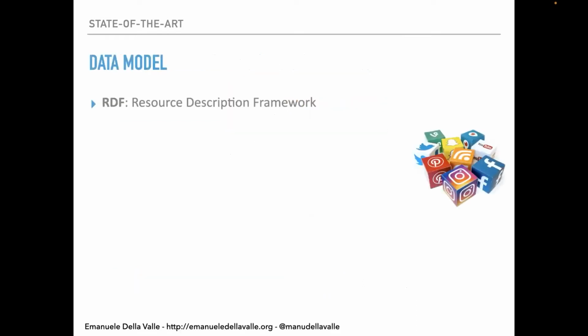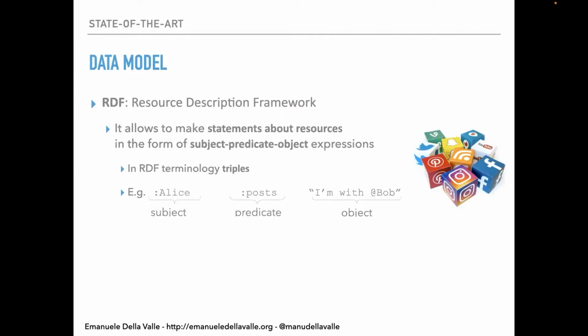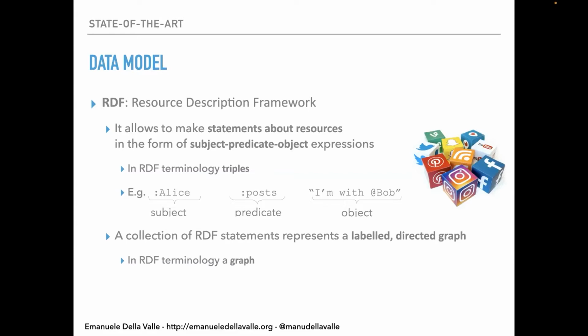To recall this to you, the data model is called RDF, Resource Description Framework, and somehow comes in the form of triples where you have a subject, a predicate, and an object. So a very basic social media post will be the author of a post, Alice, that's the subject, the action, posts, and then the content of the micro post will be the object. In this case, Alice is posting that she is with Bob.